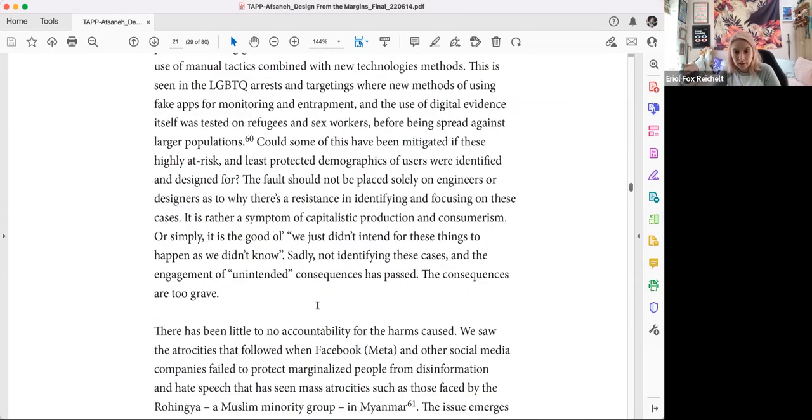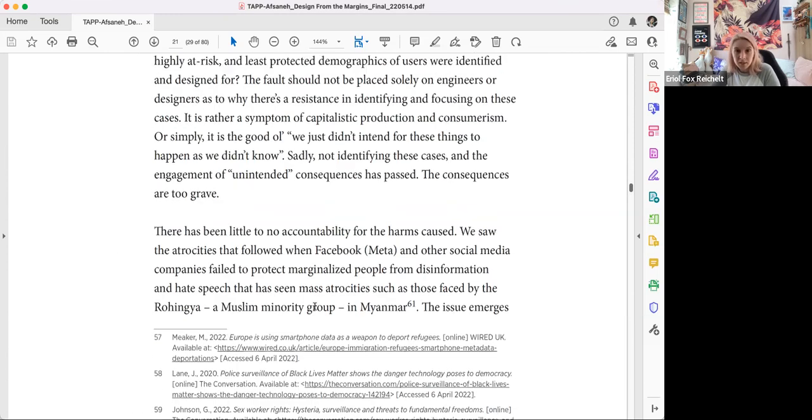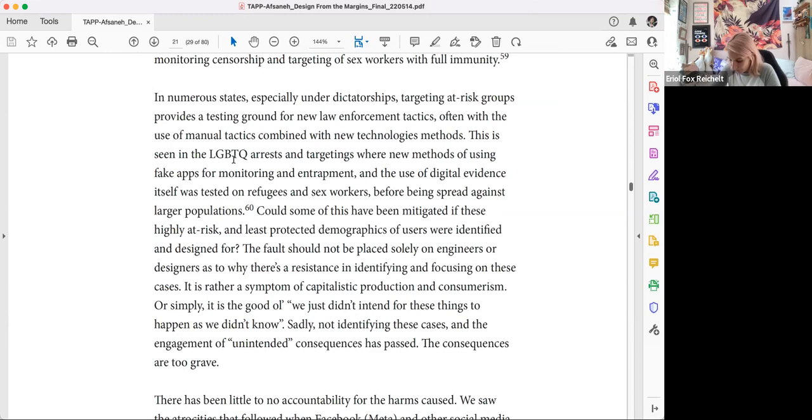Page 21, I found it interesting just to read this paragraph starting "In numerous states." It talks about how law enforcement is using high-risk groups to test new tactics, which is really interesting. And then how it can be mitigated if these were designed for, with, and inclusive of those groups.